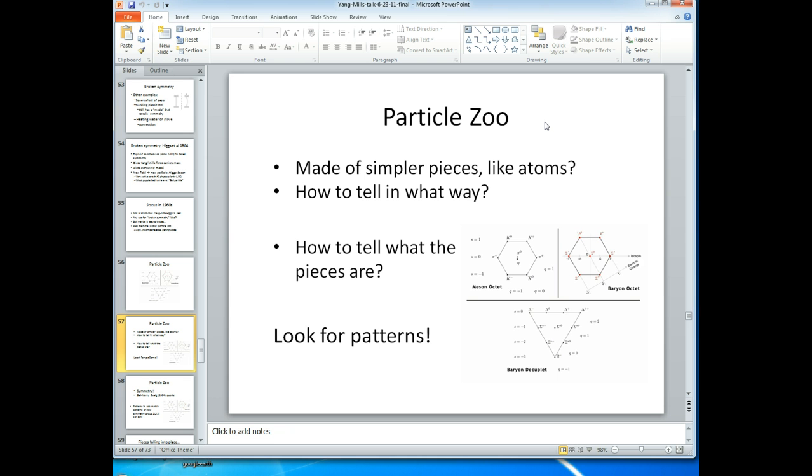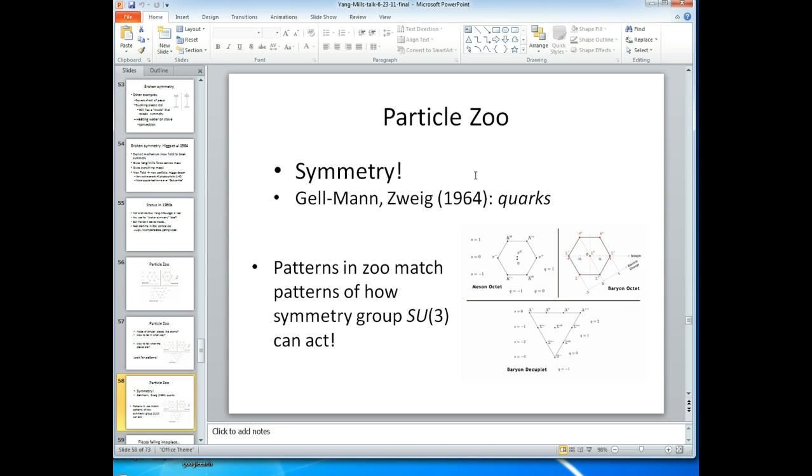Well, you look for patterns in the particles you do have, the big zoo, and you get pictures like this that have these patterns. And guess what? Symmetry is the answer here. Gell-Mann and Zweig in 1964 introduced the idea of what are called quarks, fundamental constituents of things like protons and neutrons. And they proposed certain theories about how those should fit together. And their crucial observation was that the patterns in the zoo of these composite particles, not fundamental, match patterns of how a certain symmetry group can act.